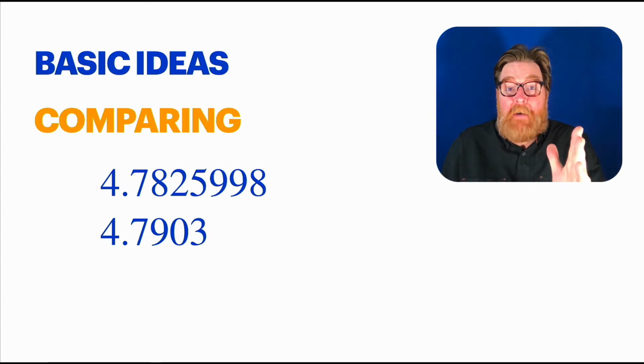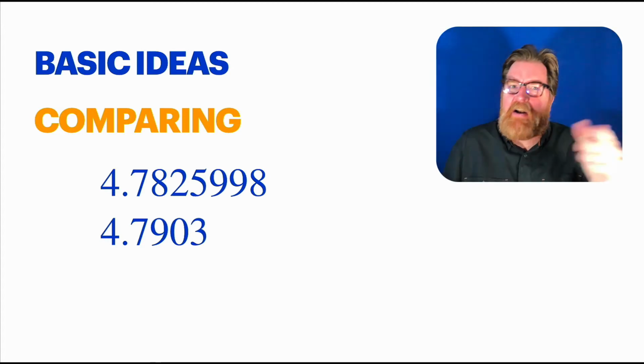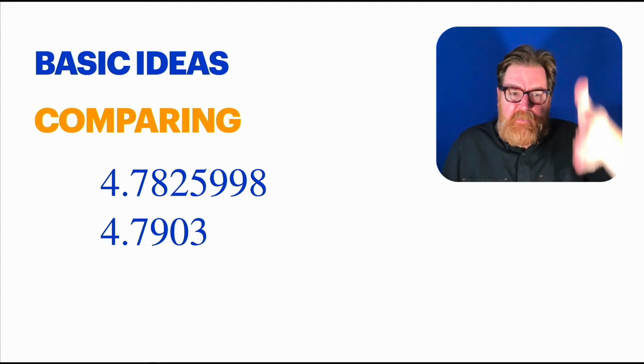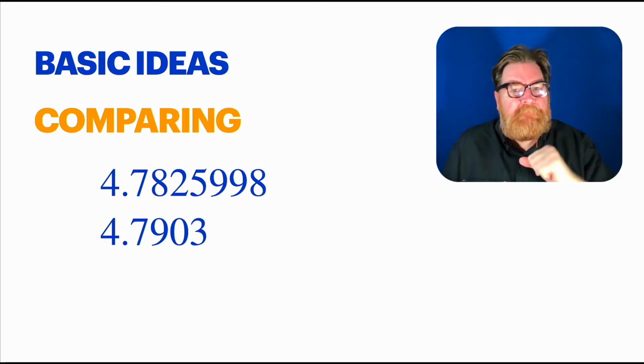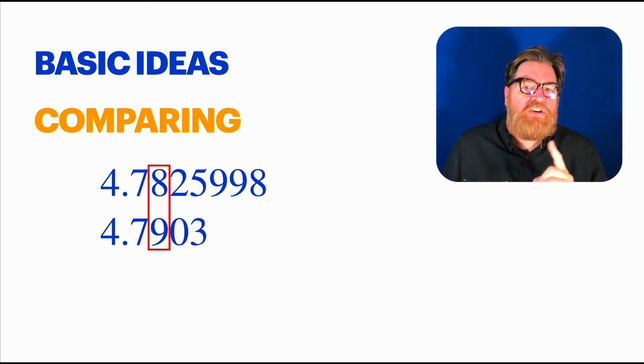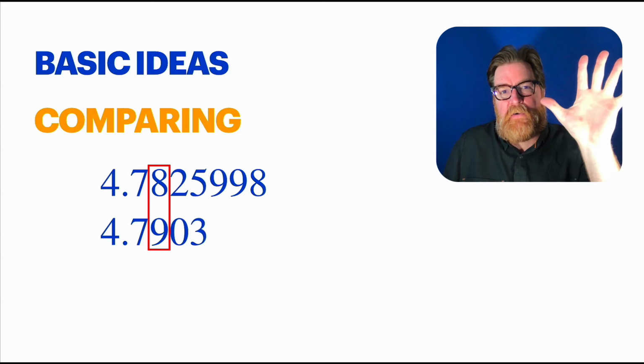Well, just line them up on the left, and just start checking decimal place by decimal place. Start on the far left. So they're the same in the ones digit, we got fours. Same in the tenths, there's seven. But look at that, in the hundredth place, there's a difference. And as soon as you see a difference, game over.